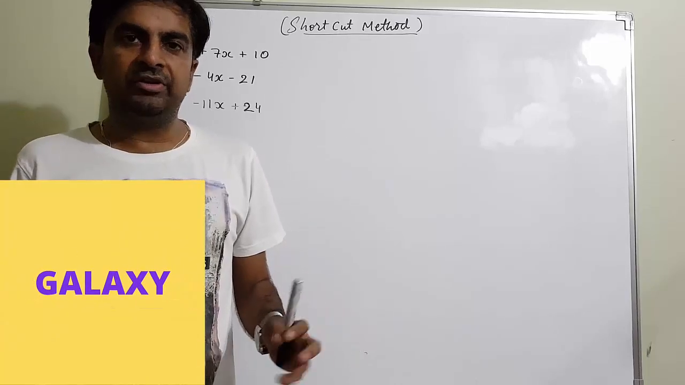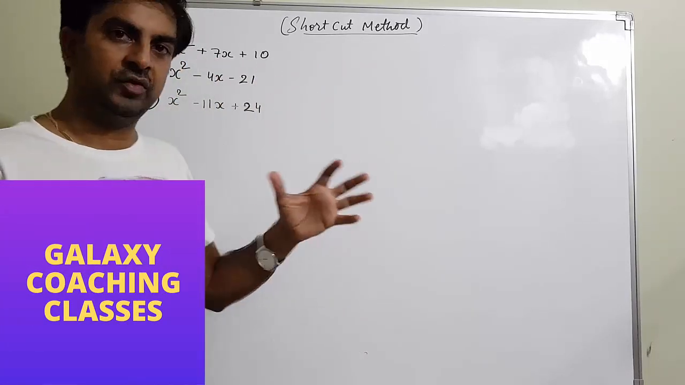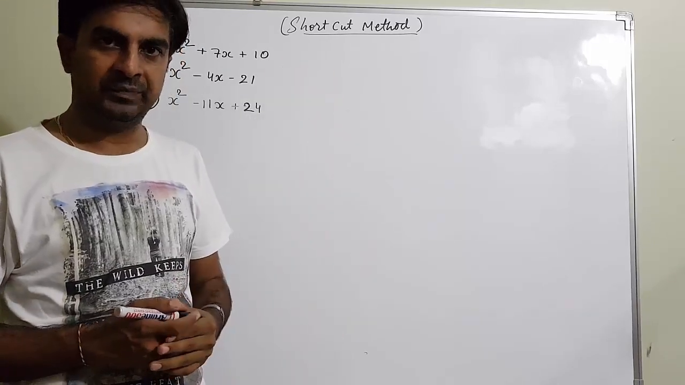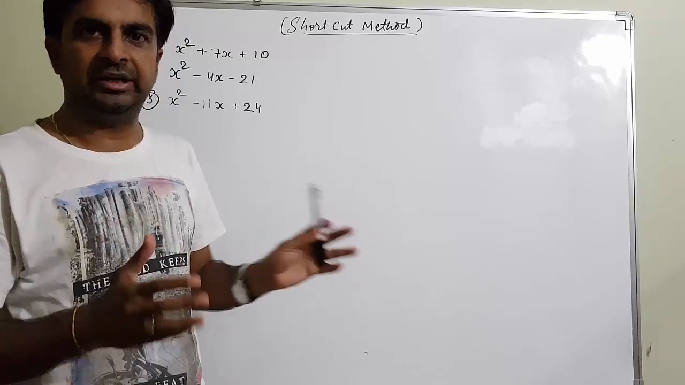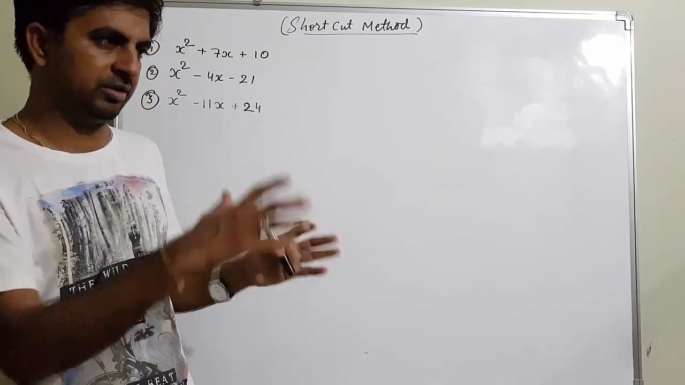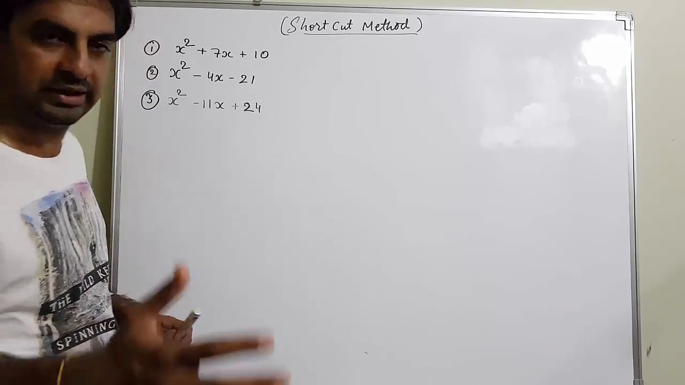Hello friends, today we are going to study how to find the factors of a quadratic equation in a shortcut way, you can say. We know the splitting the middle term method. So let me solve this by splitting the middle term method, and I can directly tell you how I can get the answer. So let us start.